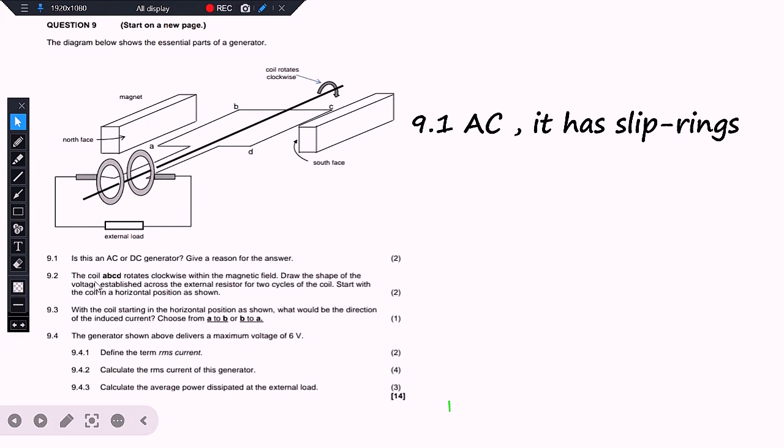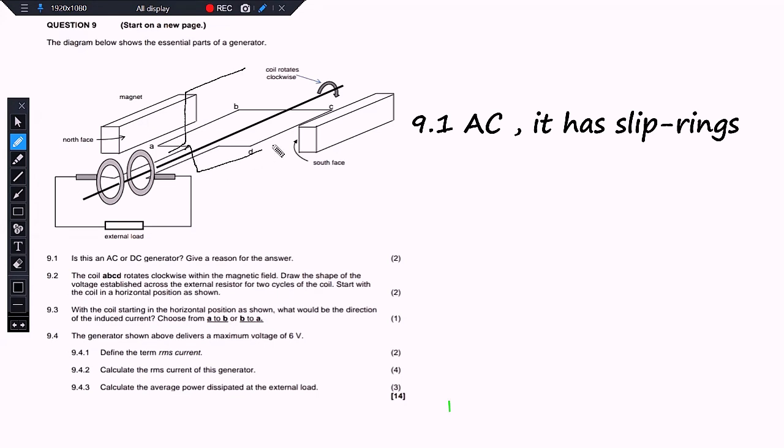Then 9.2 says the coil ABCD rotates clockwise within the magnetic field. Draw the shape of the voltage established across the external resistor for 2 cycles of the coil. Start with the coil in a horizontal position as shown. Now again, this must be drawn in a horizontal position. So in the previous video, I showed you that you need to be careful if they say horizontal position, because most of the time we are used to drawing the one that is in vertical position.